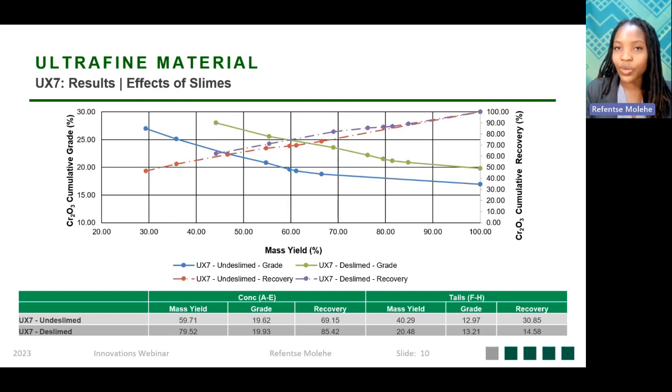So with the test work that we've done, we've seen that the sweet spot for desliming with the UX7, or when you have a top size of 150 microns, is at 10 microns. So when you look at the results, we've done a comparison between undeslimed and deslimed. We saw that there are some clients who still prefer not desliming the material, but even with that, you still achieve good recoveries. But if you do decide to deslime material, there's actually a higher recovery that you'll be able to achieve. So we highly recommend desliming, but not desliming is still an option.